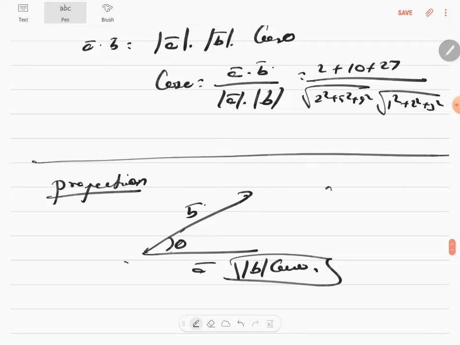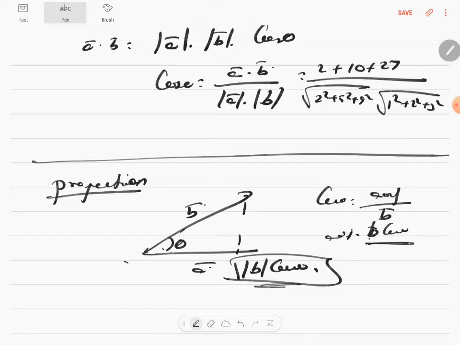Why? Because you write what is cos theta. It's adjacent by hypotenuse, which is B. Construct a right triangle. Cos theta is adjacent by B. Correct? Yes. And so adjacent is equal to B cos theta. So that's how you get a B cos theta.